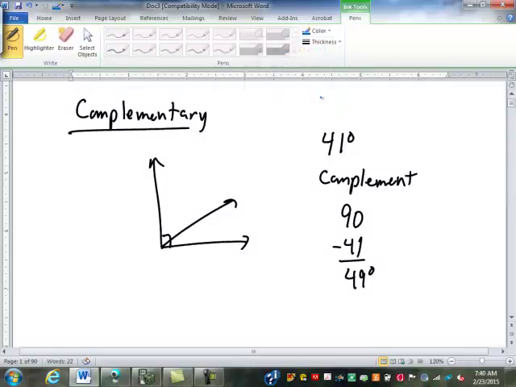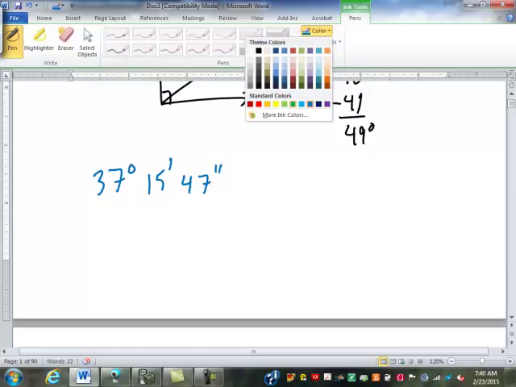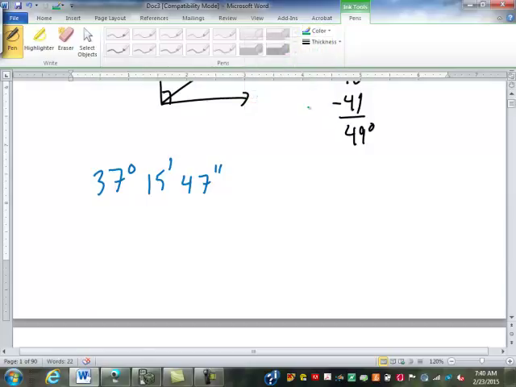Well, let's find the complement of 37 degrees, 15 minutes, 47 seconds. How would we go about doing that? Well, this is what you were bringing up, Jason. We need the 0 minutes, 0 seconds. And in this case, we have to. So we're going to have 90 degrees, 0 minutes, 0 seconds.